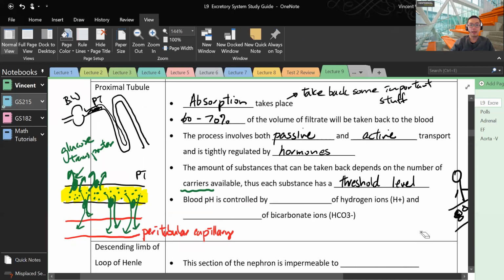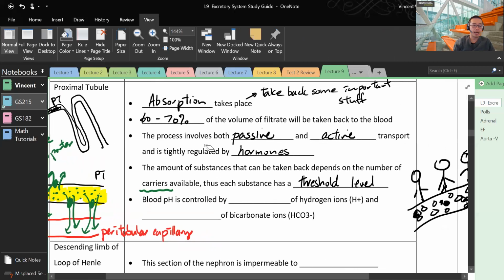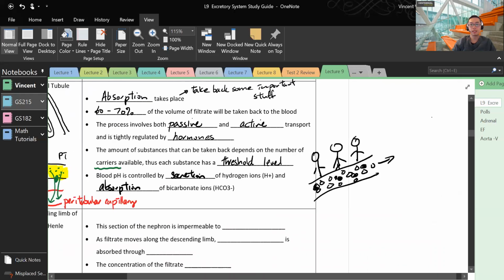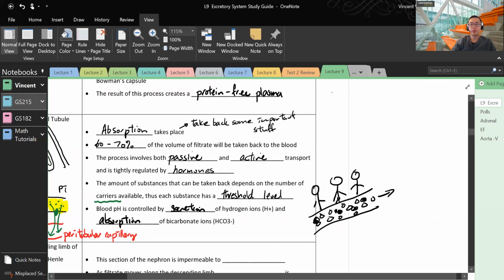Okay, last point here. Blood pH is controlled by secretion of hydrogen ions and absorption of bicarbonate ions. Maybe that deserves some explanation right here. We produce carbon dioxide as a part of cellular respiration, so all the carbon dioxide is exposed to the water in our body. And this is going to create, anybody know what this is going to create? Like from a chemistry class, for example, carbon dioxide plus water, what is it going to be?